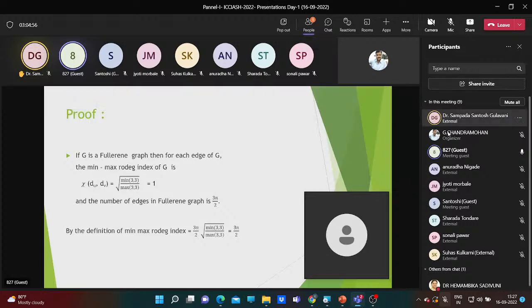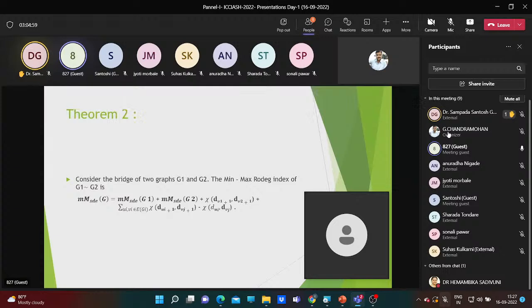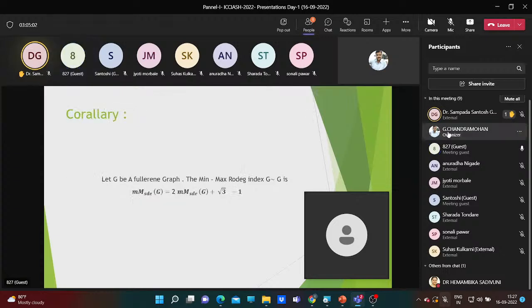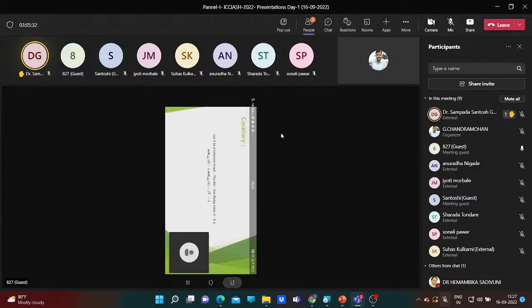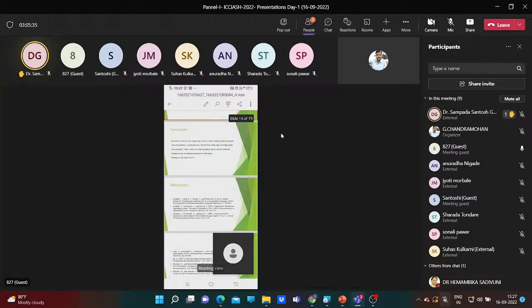And the next theorem is: let G be a Fullerene graph, and the min-max product index of the graph G is MMSD of G equal to 2 into MMSD of G plus square root of 3 plus 1. Also, in the case of a bridge graph, MMSD of G is equal to the sum of those two graphs, G1 plus G2, plus chi of d(V1) plus chi of d(V2), etc. And these are the conclusions and references.